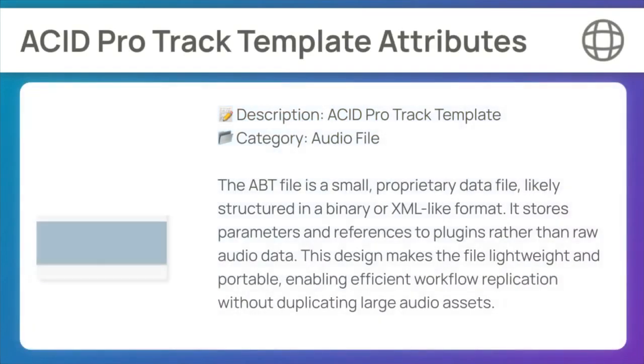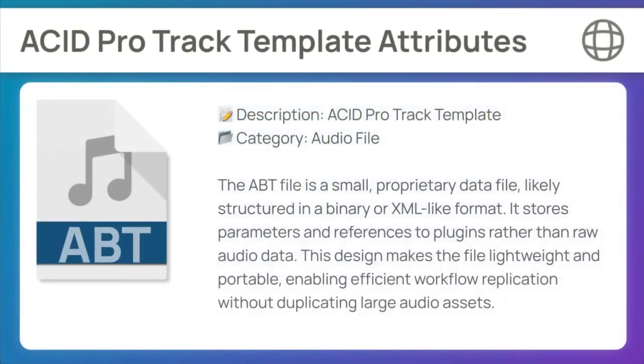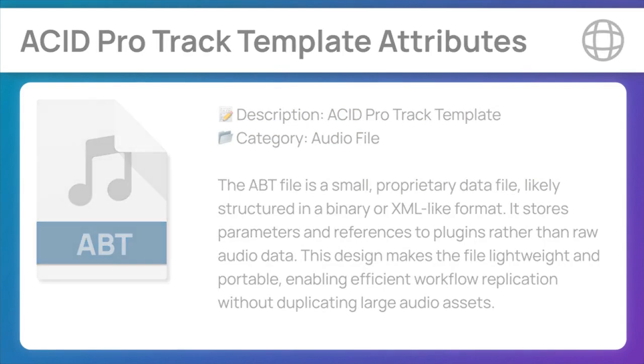The ABT file is a small proprietary data file, likely structured in a binary or XML-like format. It stores parameters and references to plugins rather than raw audio data. This design makes the file lightweight and portable, enabling efficient workflow replication without duplicating large audio assets.